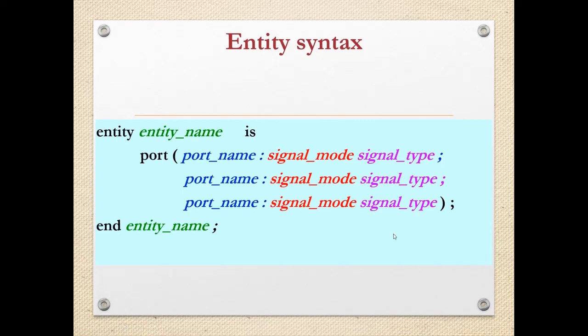While selecting the name of the port also, it should be self-explanatory. Like if it is a full adder, then the outputs of that full adder will be sum and carry. So accordingly you can give the names for the ports so that it will be easier for you. Otherwise I can give some X and Y, but then you have to remember which is sum, which is carry. So the name should be selected in such a way that it is self-explanatory. Then the mode, whether it is an input or an output, is to be specified, and then the type, whether it is a bit type, a 9-valued logic, or an integer, is to be specified.